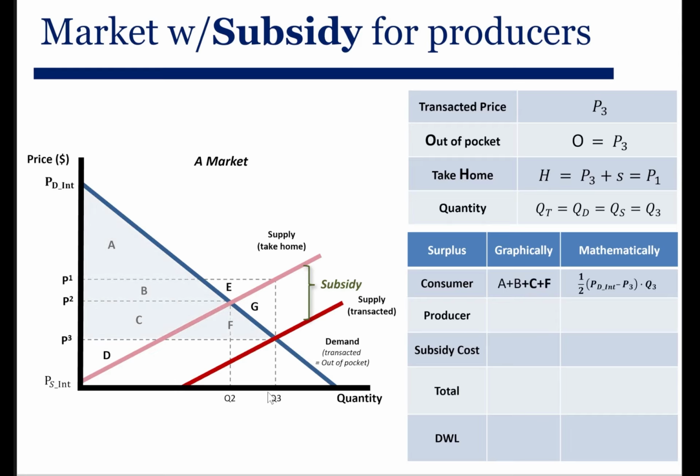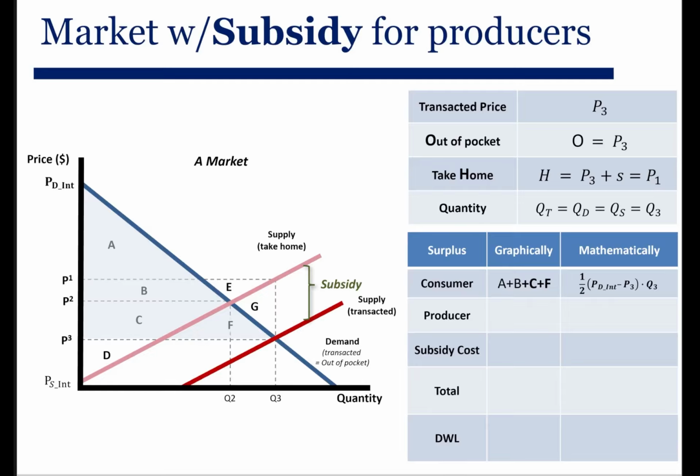Let's look at this surplus. The consumer used to have A and B. Now they added C and F. So they like the subsidy. The producer, they used to have D and C. They now have D, C, B, and F. They like the subsidy. So it seems like it might be mutually beneficial. Both of them have higher surplus.